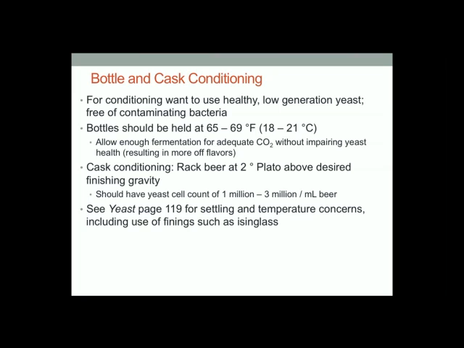And then for the conditioning, the bottle should be held at a temperature that is high enough to allow for fermentation to occur without impairing the yeast's health or leading to more off flavors being produced. And then for cask conditioning, it's recommended to rack the beer in the casks when it's still 2 degrees Plato above the desired finishing gravity, and that will allow continued fermentation to accumulate the carbon dioxide in the beer. And you also still want a yeast cell count of at least 1 million to 3 million cells per milliliter of beer.